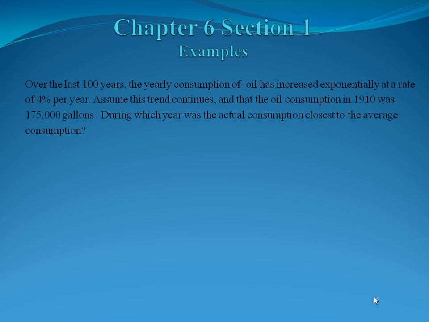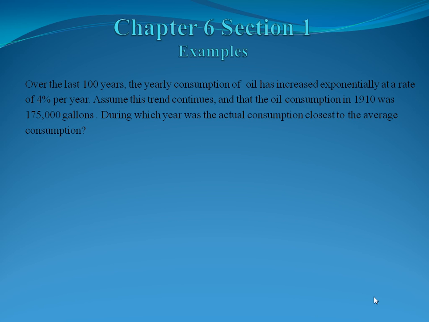Let's look at another example. Suppose that over the last 100 years, the yearly consumption of oil has increased exponentially at a rate of 4% per year. Assume this trend continues and that the oil consumption in 1910 was 175,000 gallons. During which year was the actual consumption closest to the average consumption? So we're looking over the last 100 years from 1910 to 2010. We have an initial value of 175,000 and we're increasing exponentially at a rate of 4% per year.